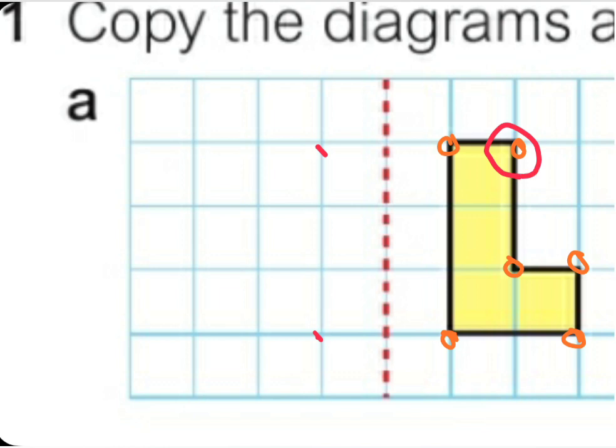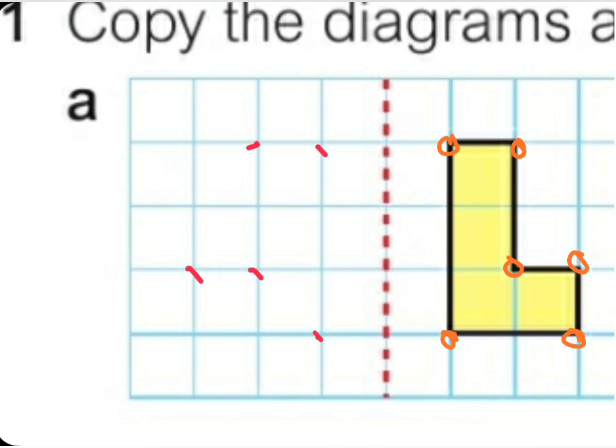This point, how many centimeters? We have 1, 2. Very good. We measure 1, 2, and we put the point. Now, let's take a look at this point here. We have 1, 2 centimeters. So we measure 1, 2, and we put the point. Now, let's take a look at this one. We have 1, 2, 3. So we measure 1, 2, 3, and we put the point.